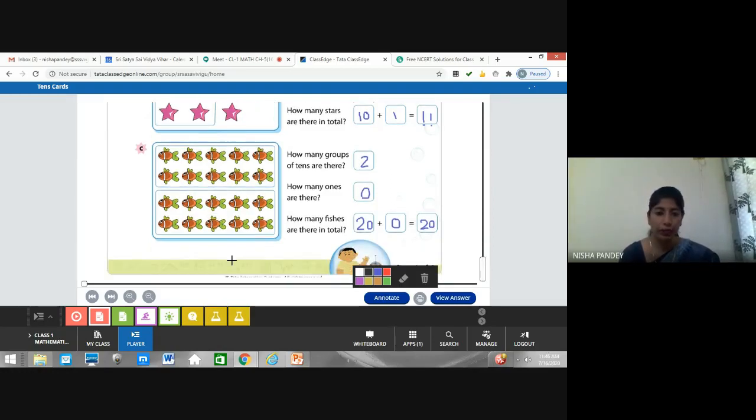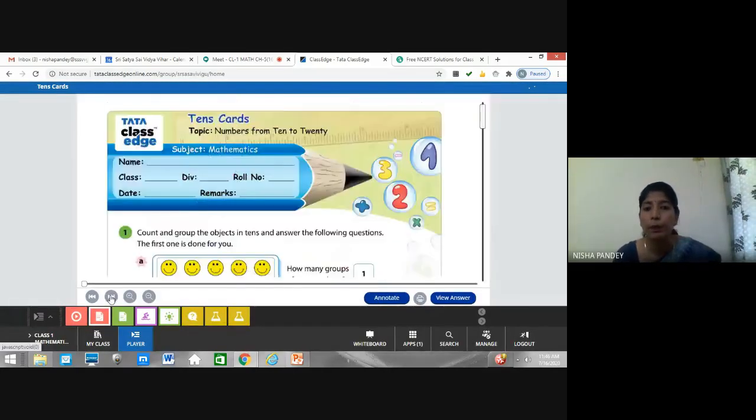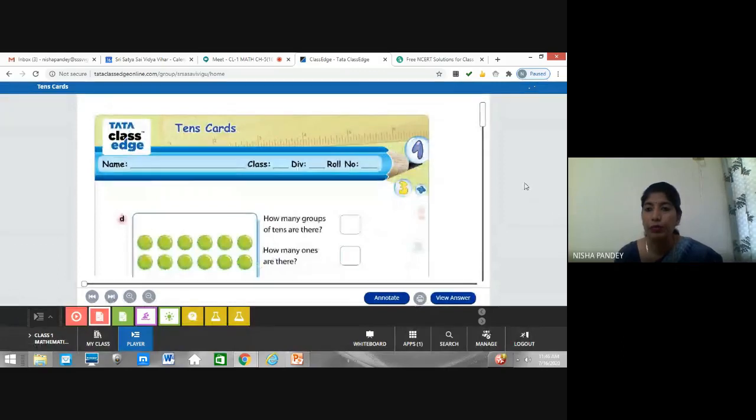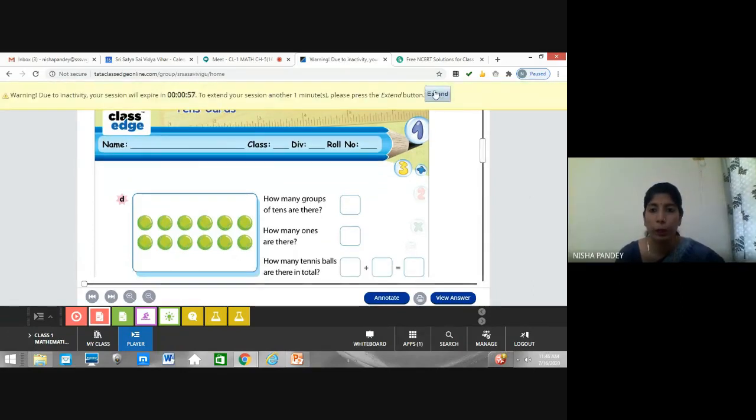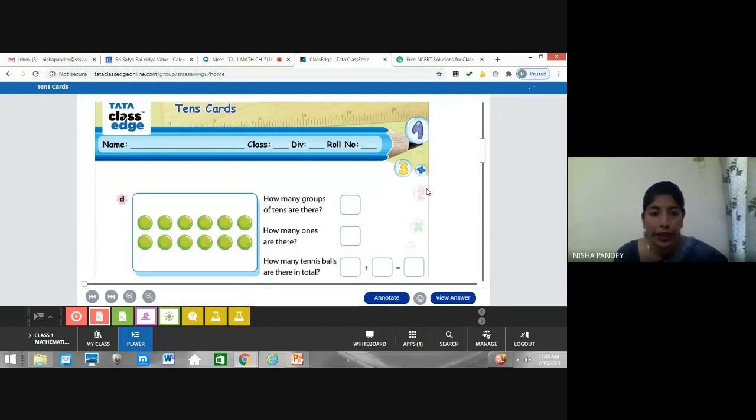What do we have? We have one more page here, the D question. Yes, this one, D1. Okay. Some balls are given here, but no boxes inside. So let's count the balls first. 1, 2, 3, 4, 5, 6, 7, 8, 9, 10, 11, 12. Right? So 12 balls are there.